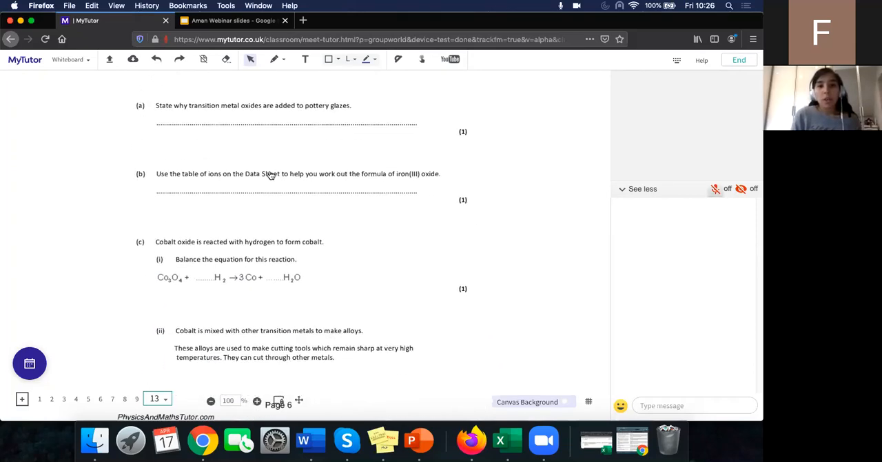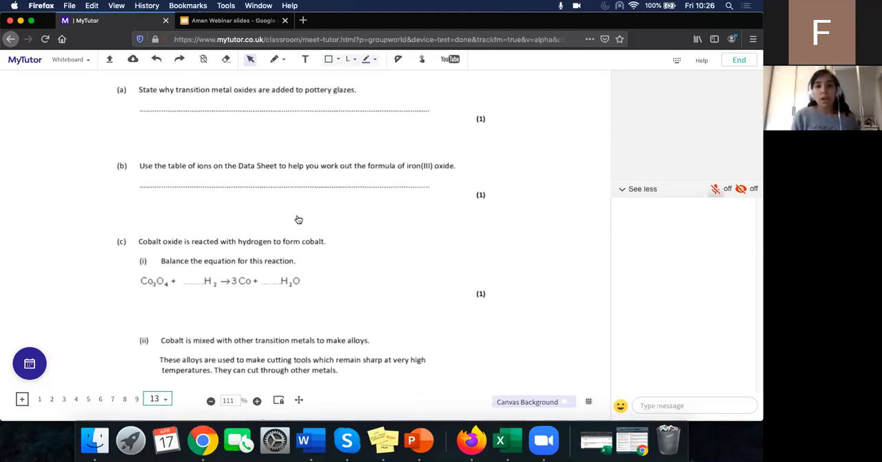So this is a typical question then. We want to work out the formula for iron oxide. So notice how they've told us it's iron 3. So what does that mean? If they've put 3 there, what does that mean the ion of iron forms? So the ion of iron, what does that produce? Fe3+. Excellent. This means Fe3+.